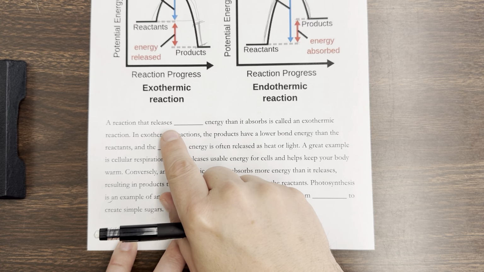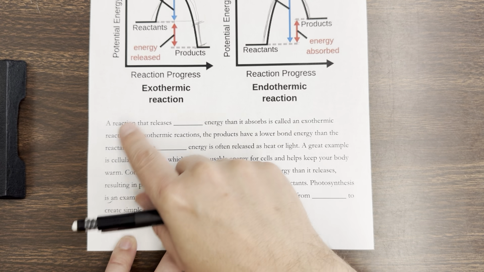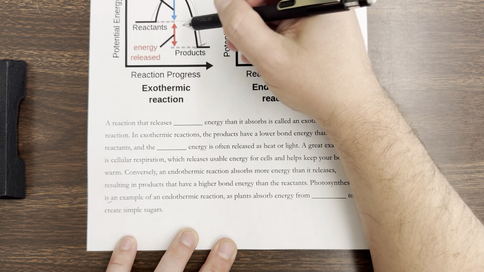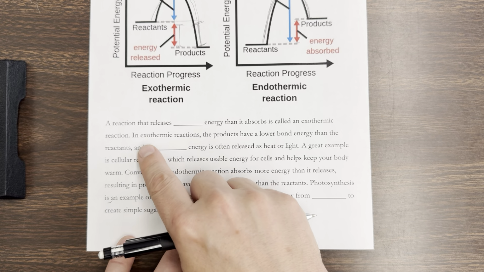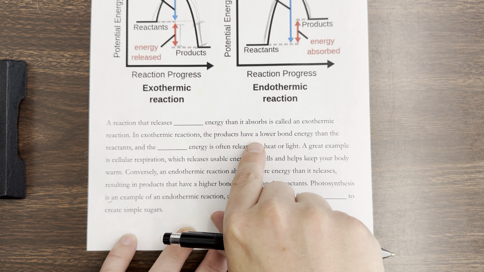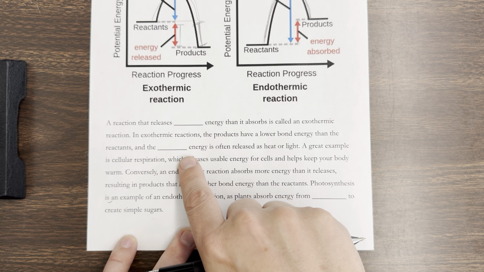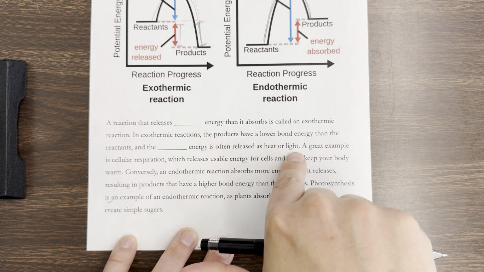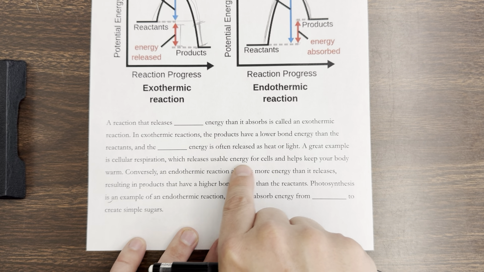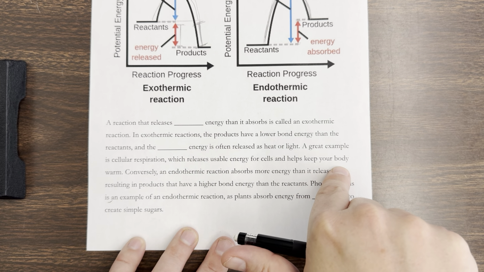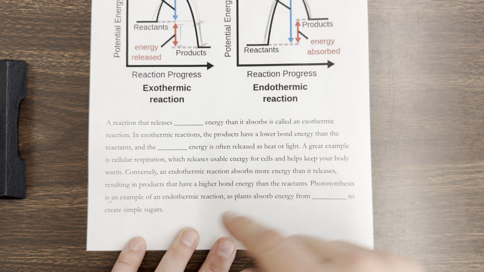A reaction that releases more energy than it absorbs is called an exothermic reaction. That's this one here, right? This was the extra energy at the end that is released. In exothermic reactions, the products have a lower bond energy than the reactants, and the excess energy is often released as heat or light. A great example is cellular respiration, which releases usable energy for cells and helps keep your body warm. So exothermic is giving up a little extra energy.